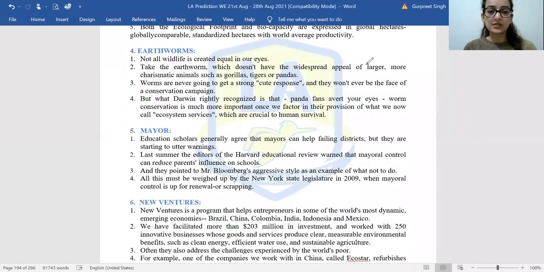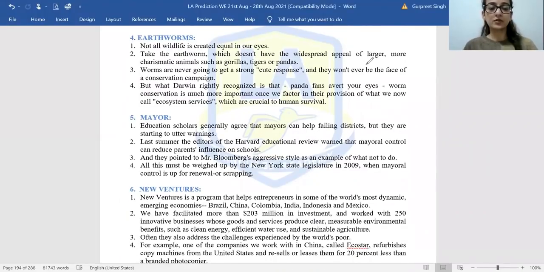Next question is, all right, the one with mayor. This is saying education scholars generally agree that mayors can help failing districts, but they are starting to utter warnings. What we can understand is that mayors can help failing districts. Okay, mayors can help in something, but they are starting to utter warnings. We understand the word warnings. Mayors can help something in districts, and it is related to education. This is what we mean by getting the crux out of the sentence.